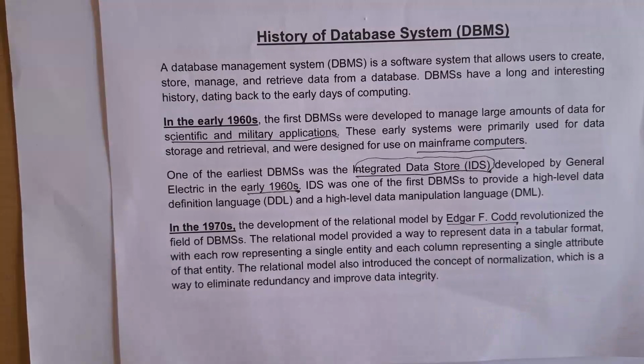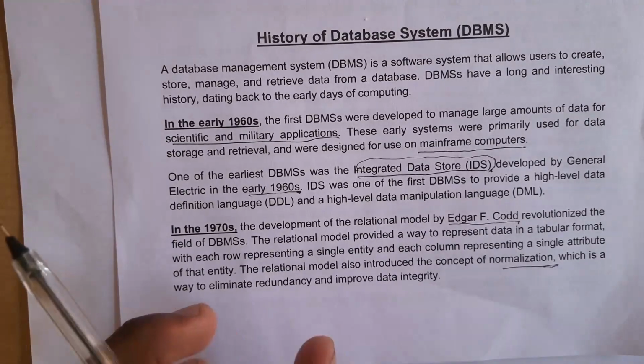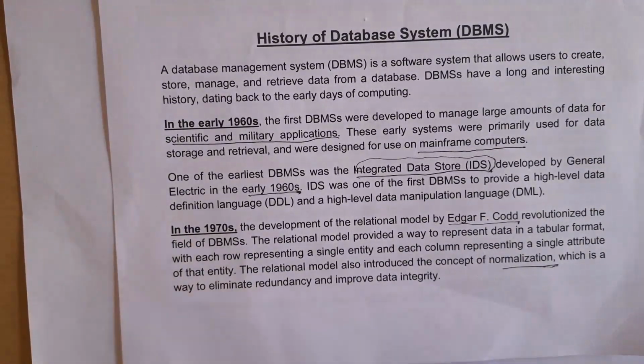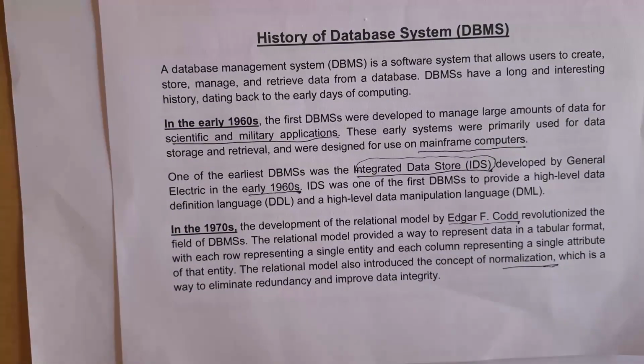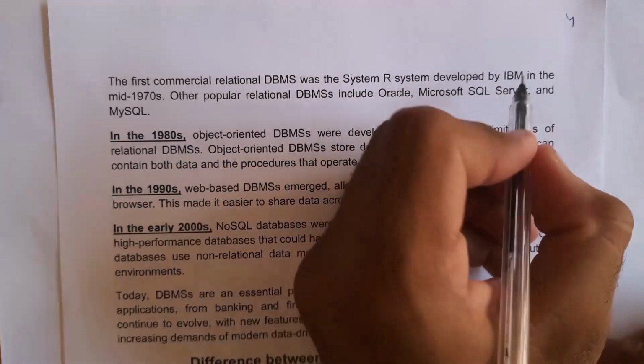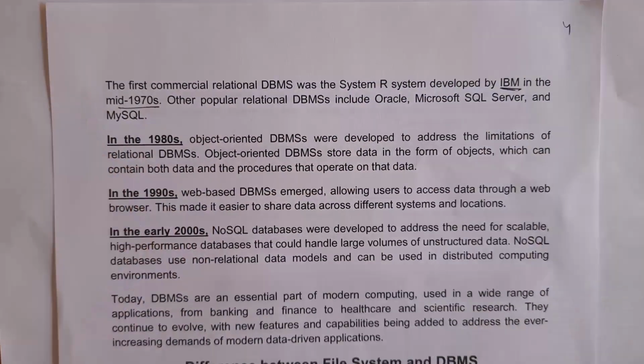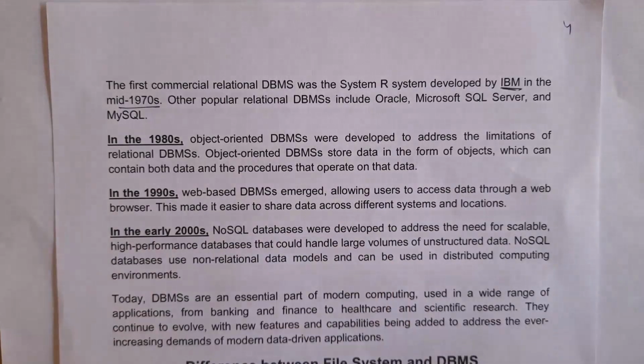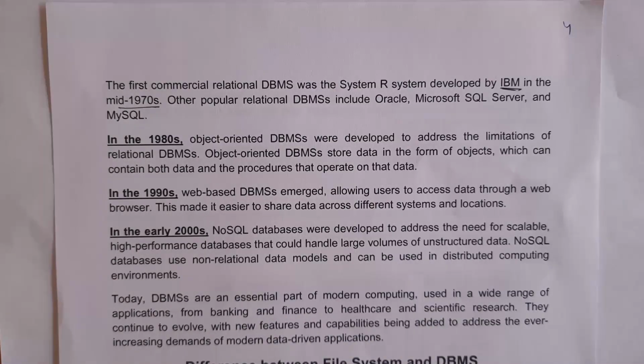Relational model means data which is stored in the form of tables, that is, in the form of rows and columns. In relational model we can use normalization. Normalization will improve data integrity and eliminate data redundancy. The first relational database management system software was developed by IBM in the mid 1970s. Some popular relational database management system softwares are Oracle, Microsoft SQL Server, MySQL, PostgreSQL. All these are examples of relational database management system softwares.